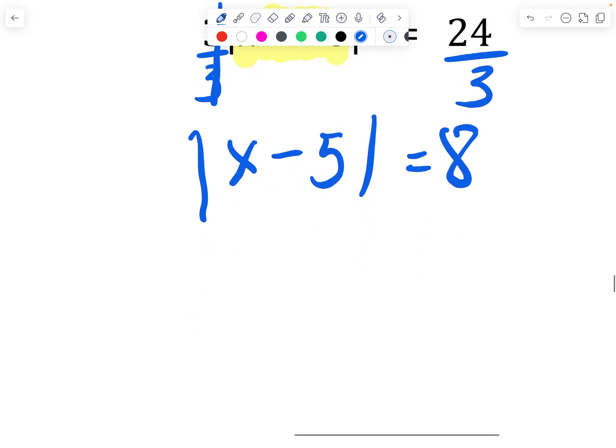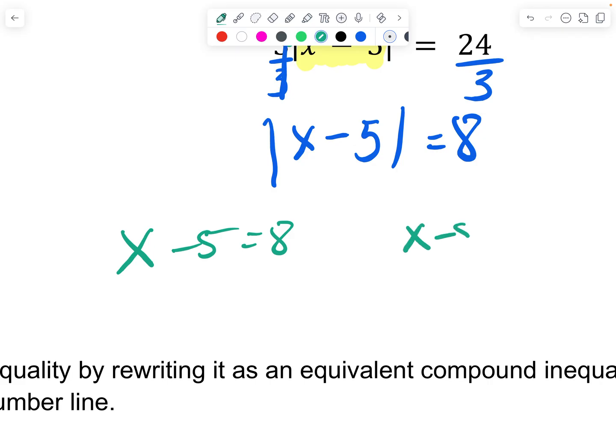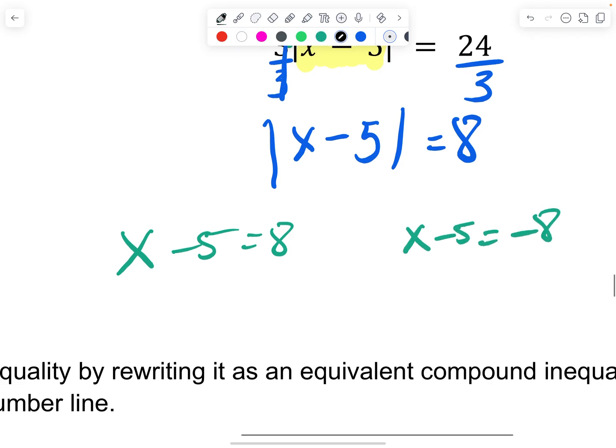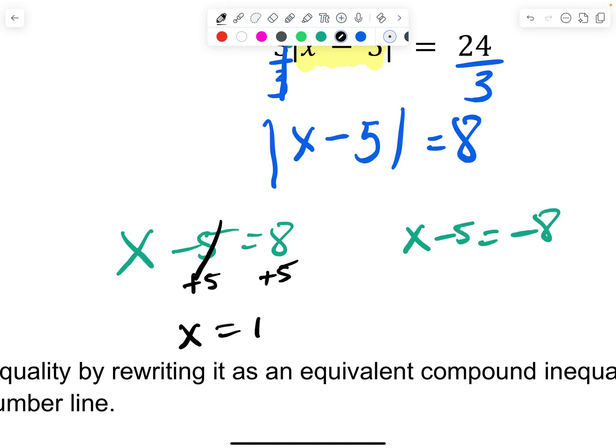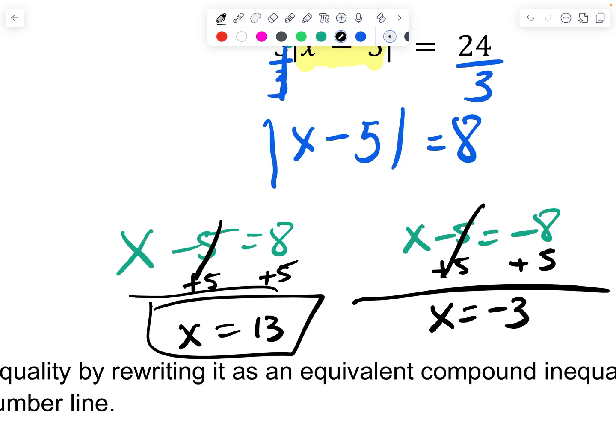Now that we've isolated the absolute value, you can split it into two different equations. So we're going to write two equations. We're going to do x minus 5 is equal to 8, and then x minus 5 is equal to negative 8. And then you just solve both equations. Plus 5, boom, boom. You get 13, plus 5. And then this would be x equals negative 3. So here are both of your answers.